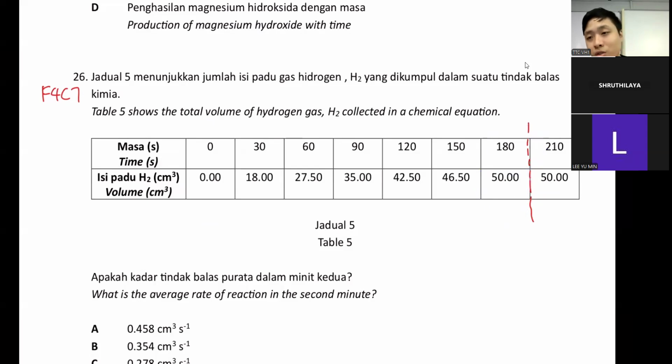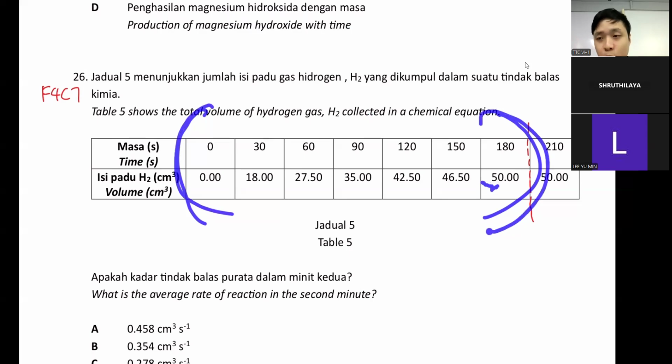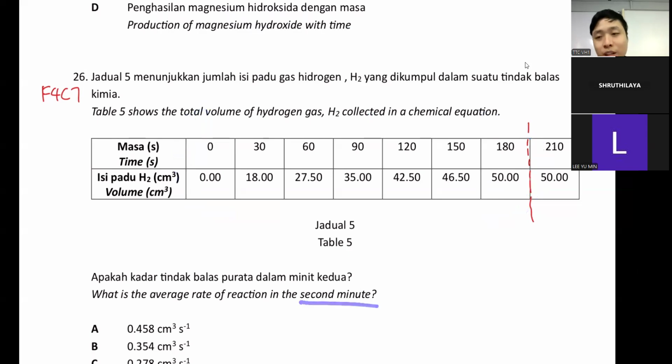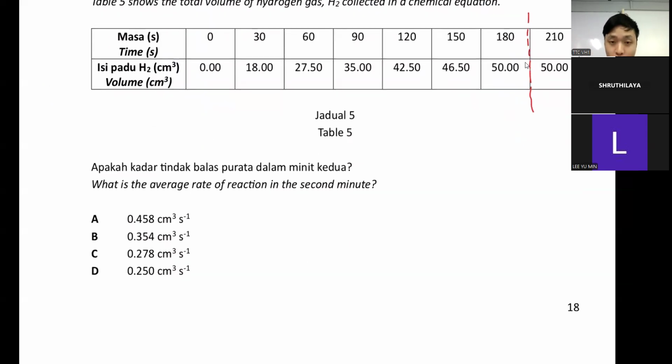Okay, so the answer is wrong, because the question is not asking the average. It's not the overall reaction. Overall means keseluruhan, total. But they ask for the second minute. That's the problem. If they ask for overall, in Malay it's called keseluruhan, then you can just use volume divided by time. Finish. Get answer. Finito. But here no.